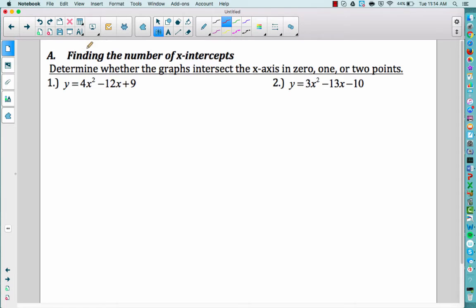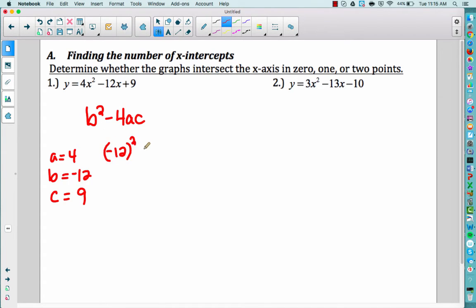All right, so first we're going to find the number of x-intercepts, which means we're going to use the discriminant. It just says determine whether the graph intersects the x-axis in 0, 1, or 2 points. So we don't have to do the whole quadratic formula just to understand that. We're going to use b squared minus 4ac and see what happens to it. So I'm going to write down my a, which is 4, my b, which is negative 12, and my c, which is 9. I'm going to plug it in. So negative 12, in parentheses, squared minus 4 times 9.